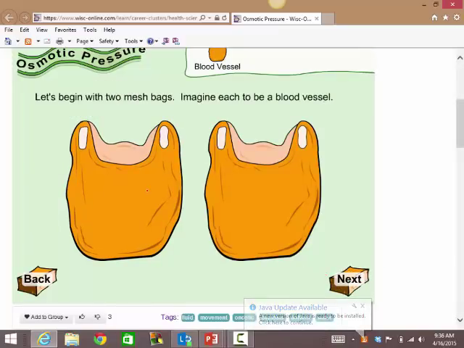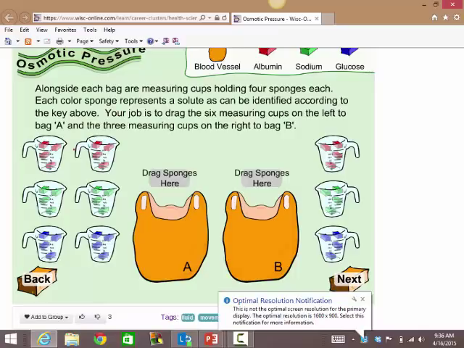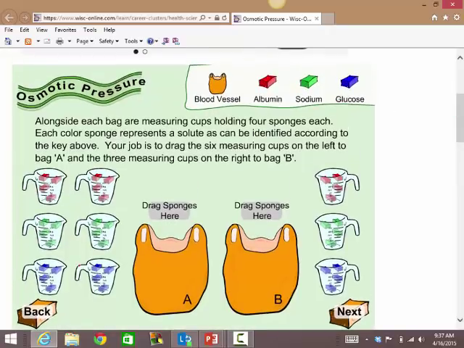So here we are beginning with 2 mesh bags, and it says imagine each one to be a blood vessel. And here are measuring cups holding 4 sponges each. Each color sponge represents a solute. Albumin is red, sodium is green, and glucose is blue. And we'll drag the 6 measuring cups on the left to bag A and 3 measuring cups to bag B. So let's drag these here.